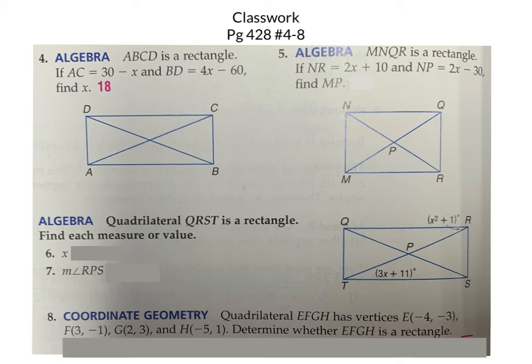For 5, they told you again it's a rectangle. Now for this one, they gave you the whole diagonal in R, 2x plus 10, and then part of the diagonal in P is 2x minus 30. So you should have doubled this to equal the whole because it cuts it right in half. And so when you do that and you solve for x, you would have gotten that MP is 40, because it wanted you to plug it back in, but all you had to do is plug x back into NP because they're the same. All right, so all of your diagonals are the same, which means all of the halves are the same. Does that make sense?